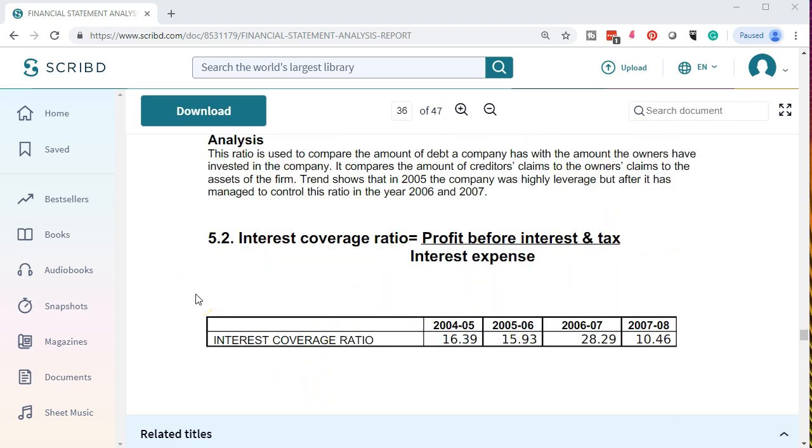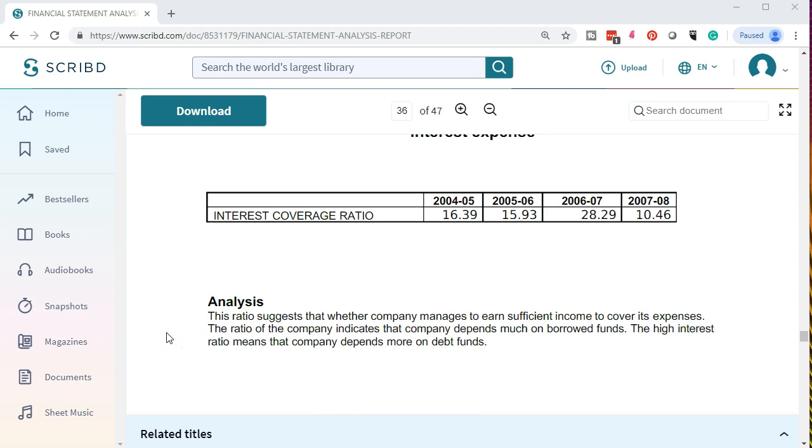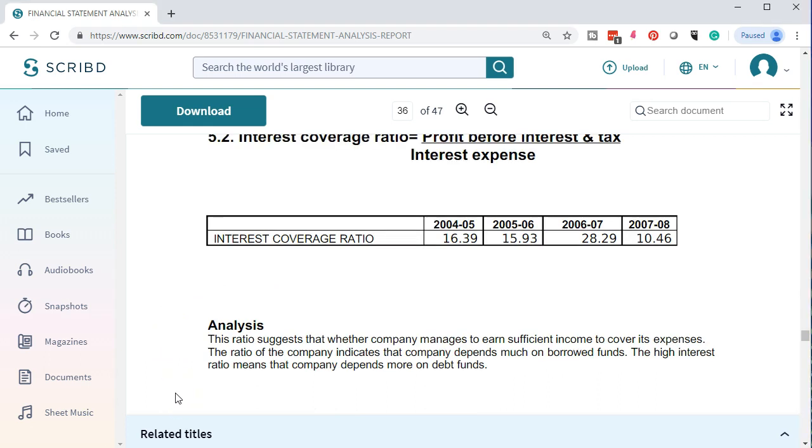Next, we have the interest coverage ratio, the profit before interest and tax divided by the interest expense. Here we have the ratios and the analysis. This ratio suggests whether a company manages to earn sufficient income to cover its expenses. The ratio of the company indicates the company depends much on borrowed funds. The high interest ratio means the company depends more on debt funds.